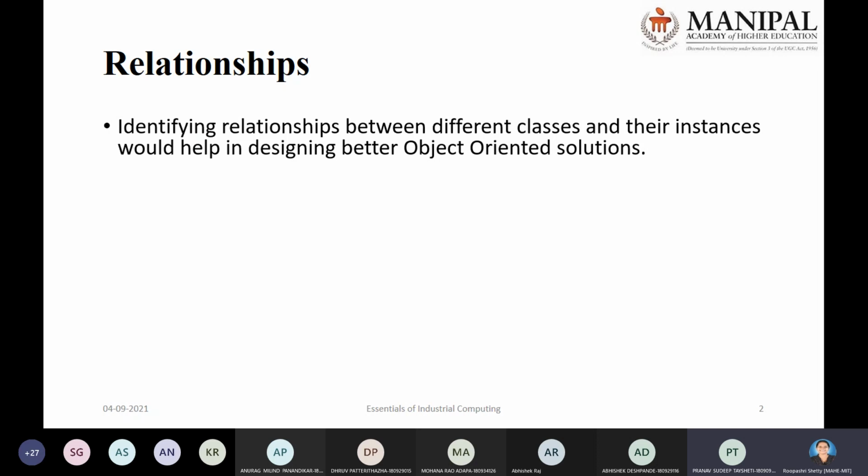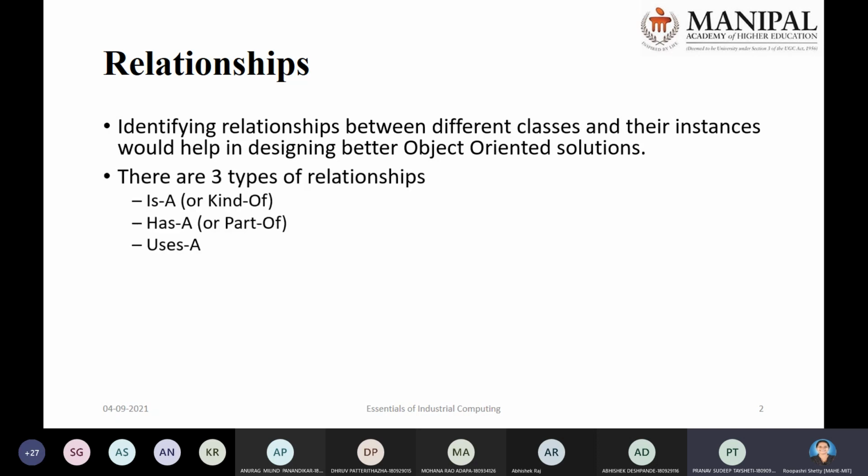Let me consider a bank system. There will be customers, there will be different types of loans, there will be different types of deposits. These are all the classes. When these are all the classes, of course, they are interrelated, right? Identifying the relationship among these classes and the objects is important to have a design deployed.